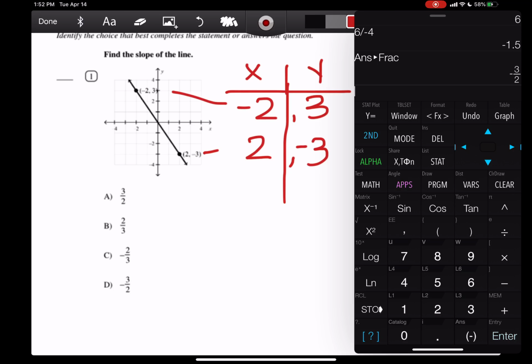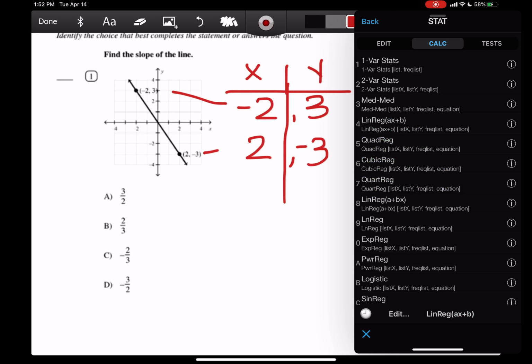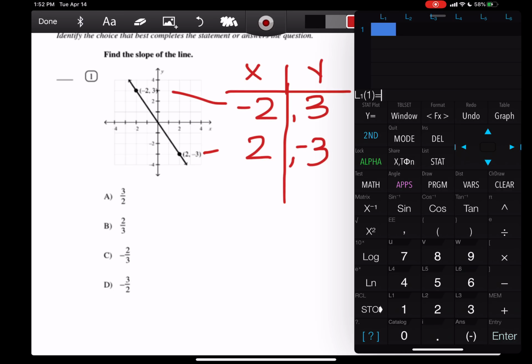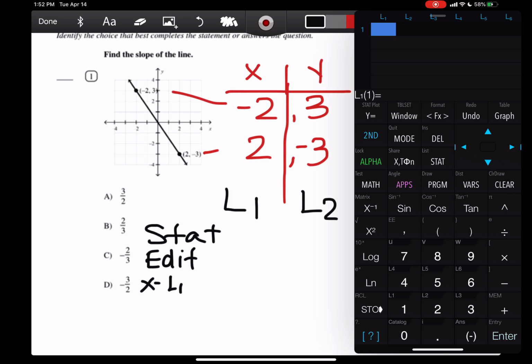If you have a table, remember, you can go to stat on your calculator. You want to go to edit. In L1, you're going to put your X values, and in L2, you're going to put your Y values. So far, for our steps, we have stat, edit, X goes in L1, and Y values go in L2. Let's fill out our table here. We have -2 and 2 for X, and in Y, we have 3 and -3.